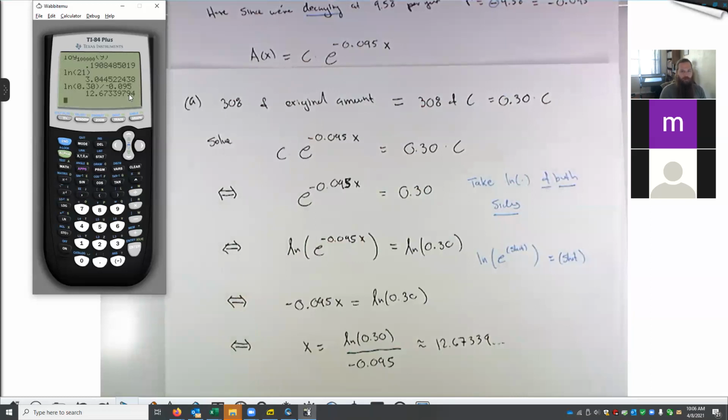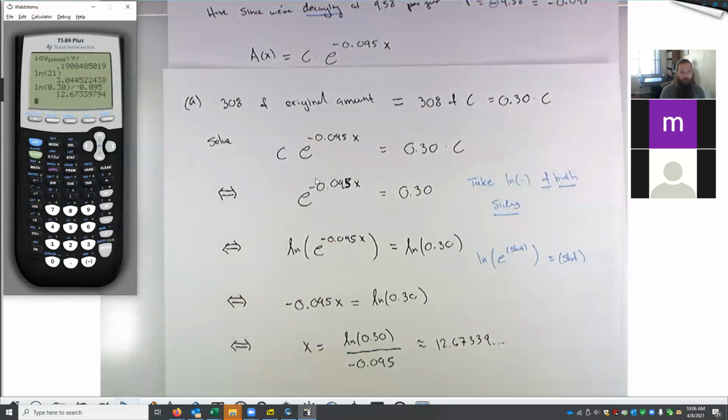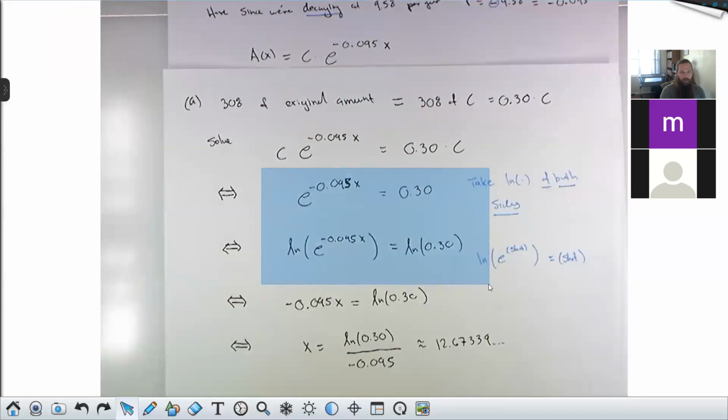Questions on this process? This step is kind of a big deal, right? That you can take the log of both sides in an equation. You can go from an equation like this to an equation like this by taking the log of both sides. And this fact that the ln of e to some stuff is always just that stuff, it's a nice fact.